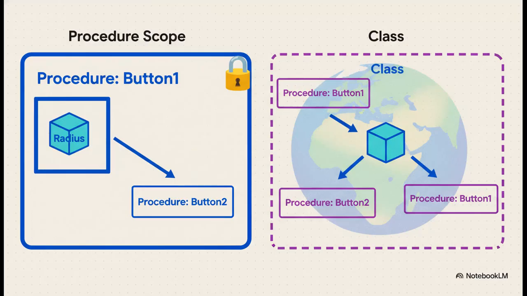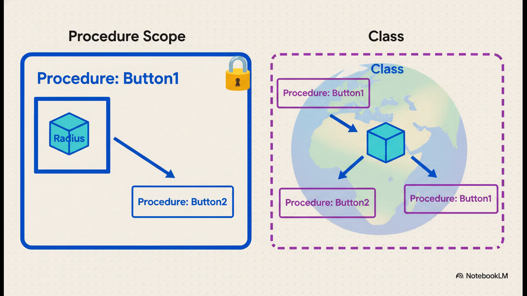So here's what was going on. When we declared radius inside the code for button 1, we gave it something called procedure scope. That means it was born there, it lives there, and it dies there. The code for button 2 is a completely different procedure, so it can't even see it.